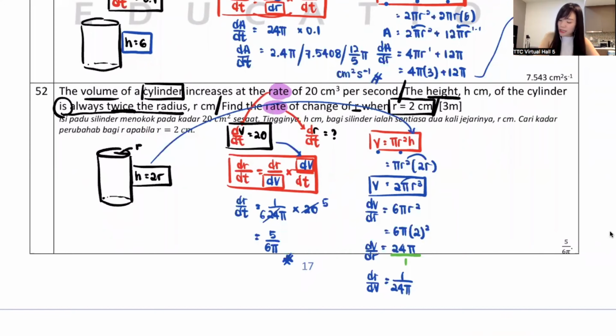So this question is using cm per second, so you should also write cm per second. But will I write cm cube? No, because cube is volume. And now you are finding radius. Radius is just cm.